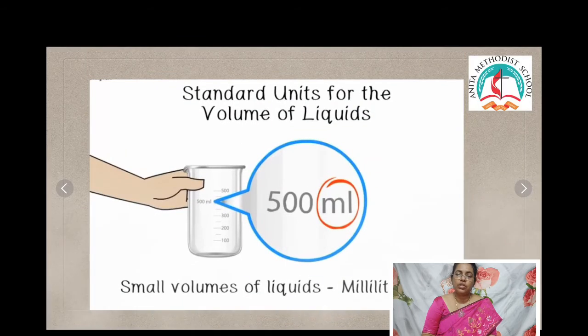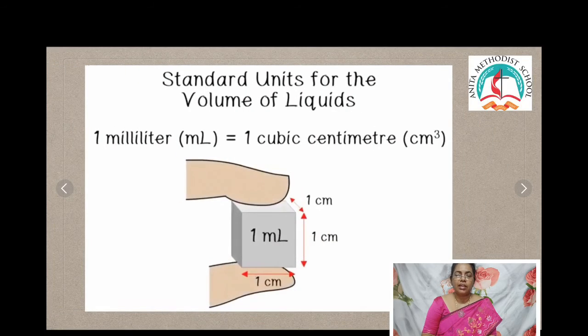And there are units to measure the volume of liquids. The small volume of liquids can be measured using milliliters. Usually you can see in the measuring cup itself, it will be written in milliliters. And there are standard units to measure the volume of liquids. 1 milliliter is equal to 1 cubic centimeter.